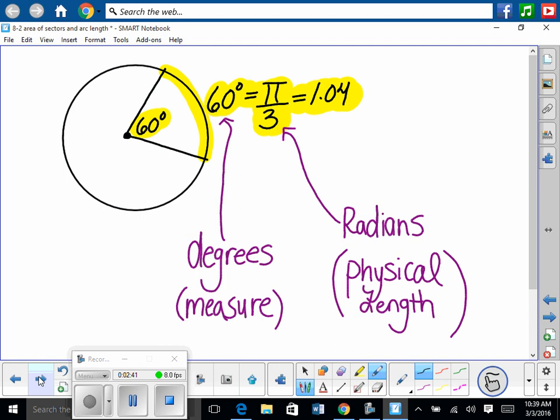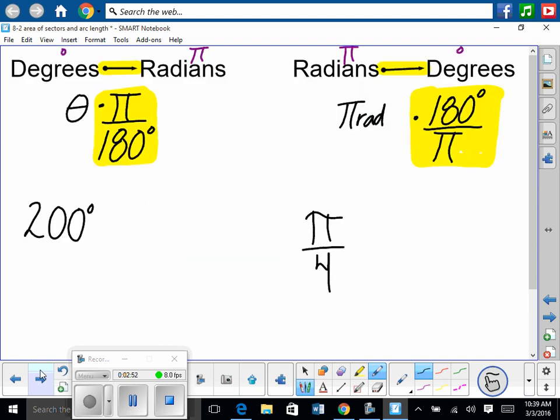60 degrees. So remember, guys, 60 degrees and pi thirds, they're equal. One's in degrees, one's in radians. One's a measure and one is the physical length. We learned yesterday how to take something from degrees and convert it to radians. So we learned how to take theta, and we know that we multiply by pi over 180 degrees, right?